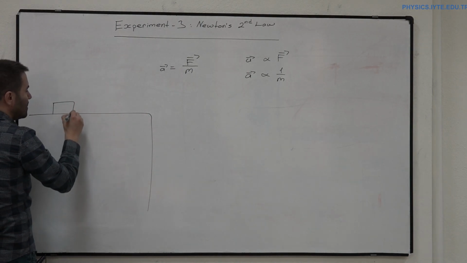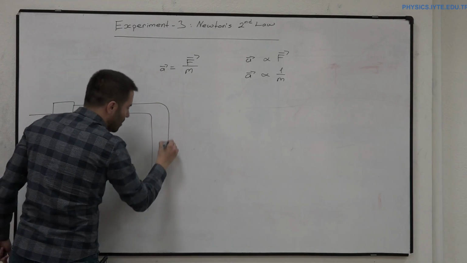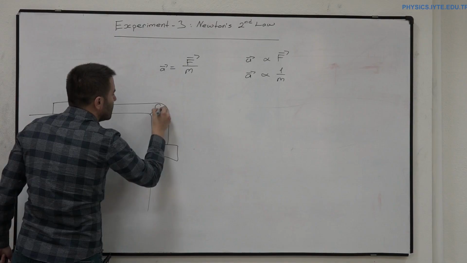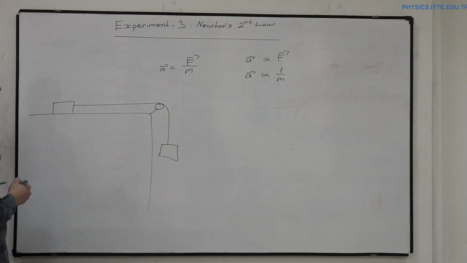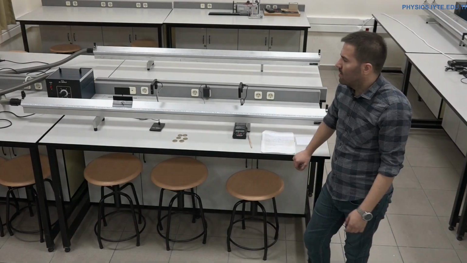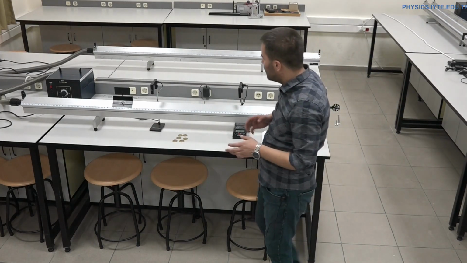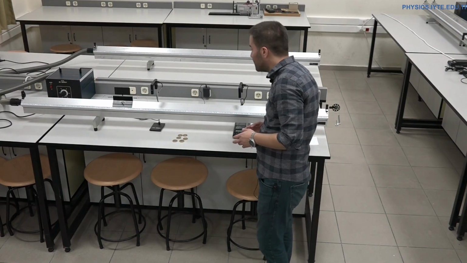I'm going to have a mass here, which is tied to another mass on the side of the table like this. There is a setup here. Now what you see here is the setup of our experiment. Let me just quickly introduce the equipment for you.